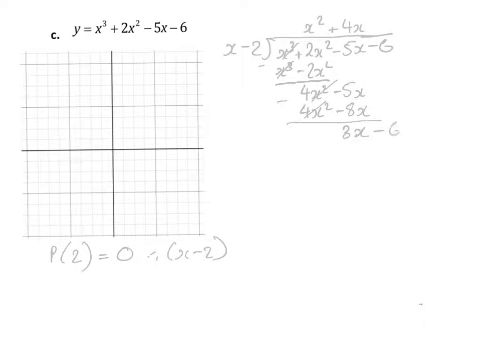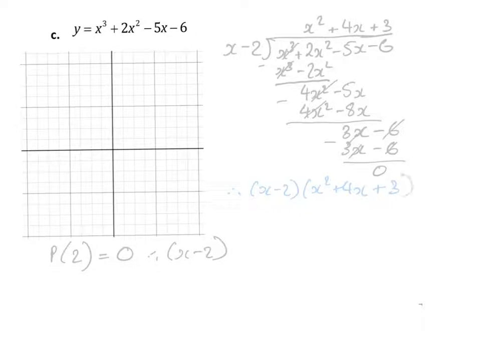Bring down the last term, and of course we know we have to end up with 0, otherwise x minus 2 wasn't a factor. So let's see, times by 3, which gives you 3x minus 6, subtract, and we do end up with 0. Okay, so now what are our factors? We know that our factors are x minus 2, x squared plus 4x plus 3.